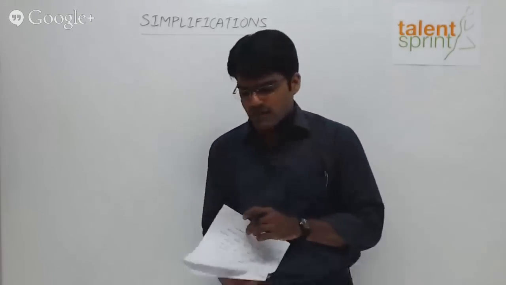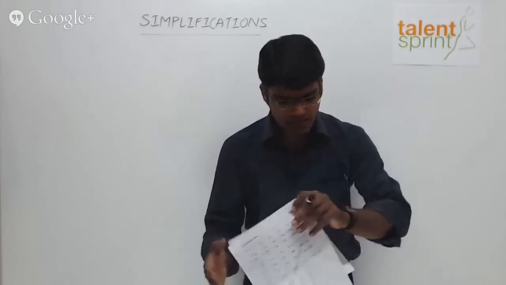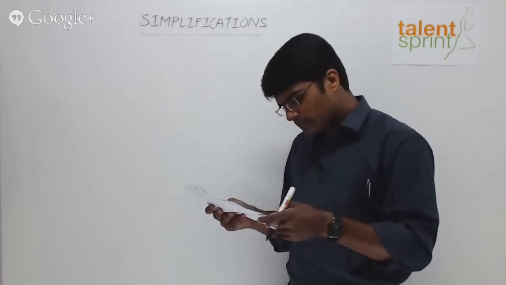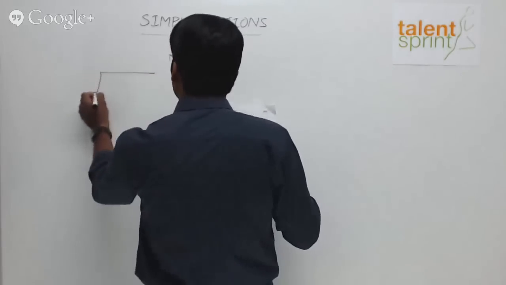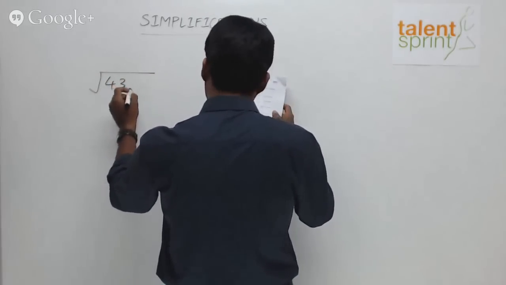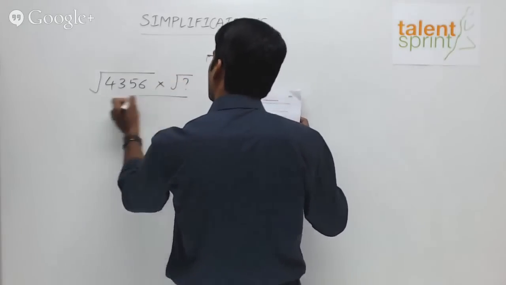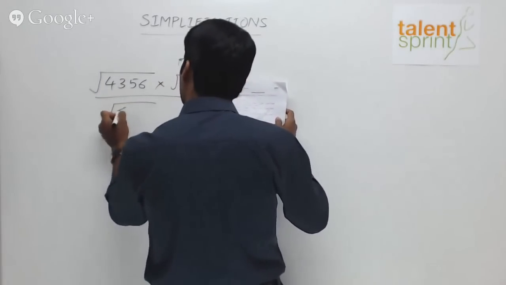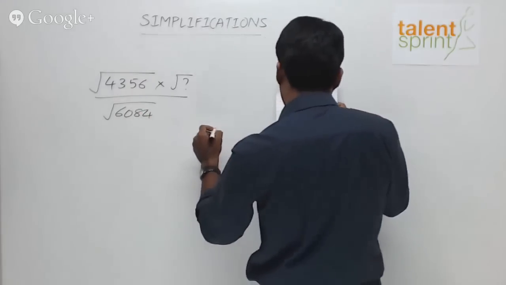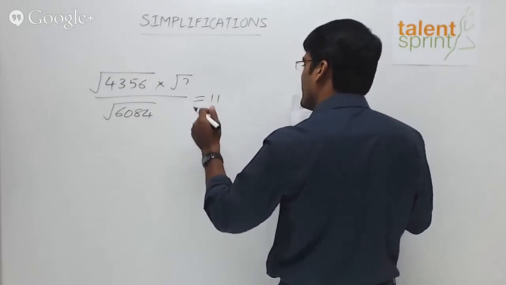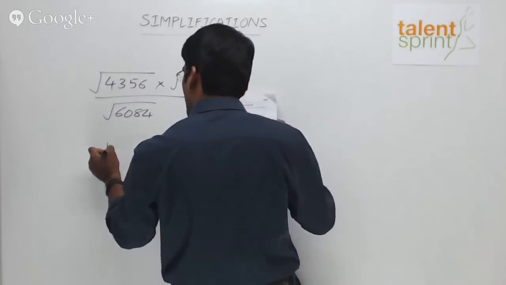There are other similar questions in the workbook here, but let's not take those ones. Let's quickly look at some other calculation, right? For example, this one: square root of 4356 into square root of the question mark divided by square root of 6084 equals 11. We are required to find out what comes in place of question mark.